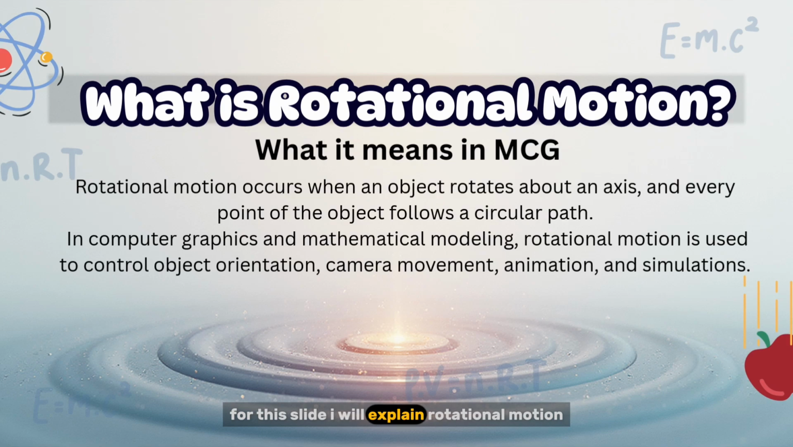For this slide, I will explain rotational motion. Rotational motion happens when an object rotates around an axis and every point moves in a circular path. In computer graphics and mathematical modeling, rotational motion is very important. It is used to control object orientation, camera movement, animation, and simulations. This concept helps make movement in graphics look more realistic and smooth.